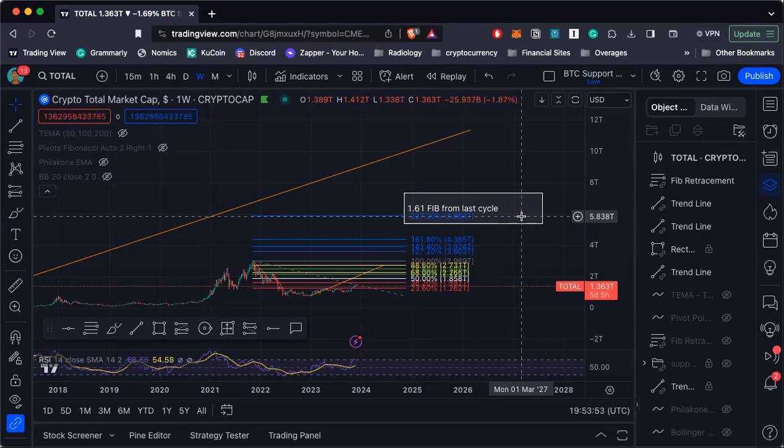And lastly, let me know what you think. What do you think about the crypto market cap? Do you think it's going to hit 6 trillion? Do you think it's going to go to 10 trillion in this next bull cycle?